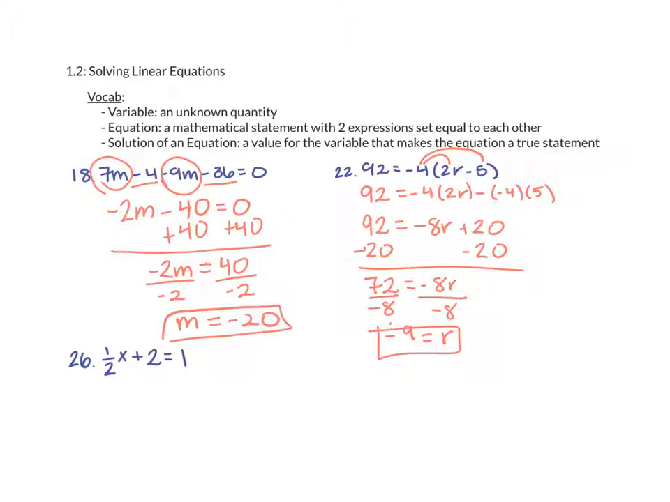The last problem we're going to look at in this section right now is 26, which says 1/2 x plus 2 equals 1. We're still solving the linear equation, so we're still going to solve for the variable given. In this case, the variable is x. First thing I'm going to do again is get that 1/2 x by itself, so I'm going to subtract 2 from each side. Now I get 1/2 x equals negative 1. Then I need to get the x alone, so I'm going to multiply both sides by the reciprocal of 1/2. So x will be equal to negative 2.